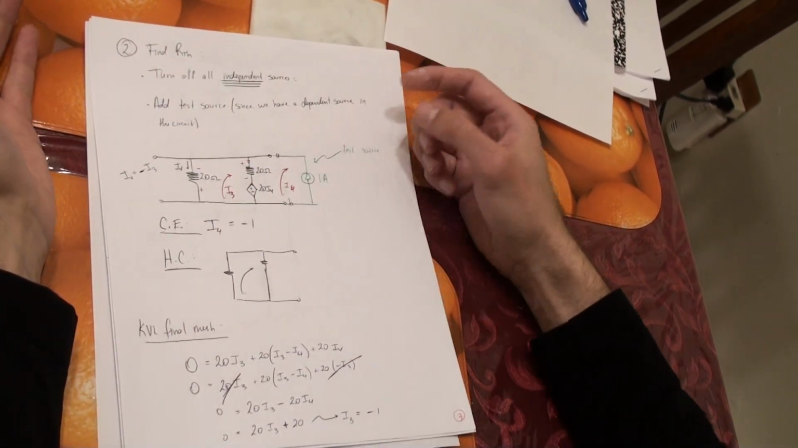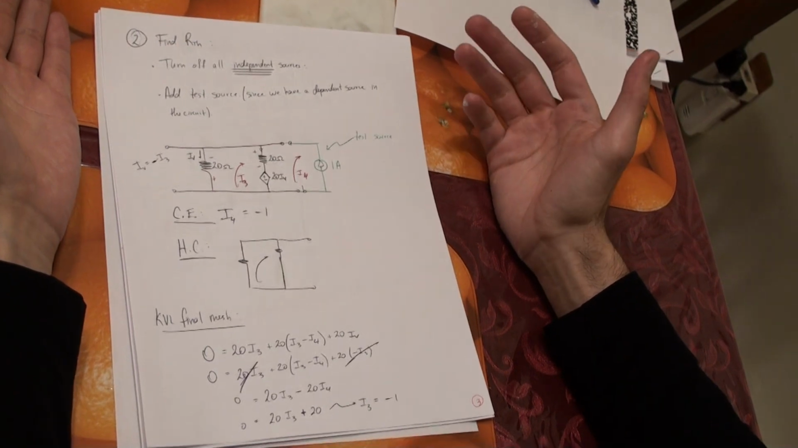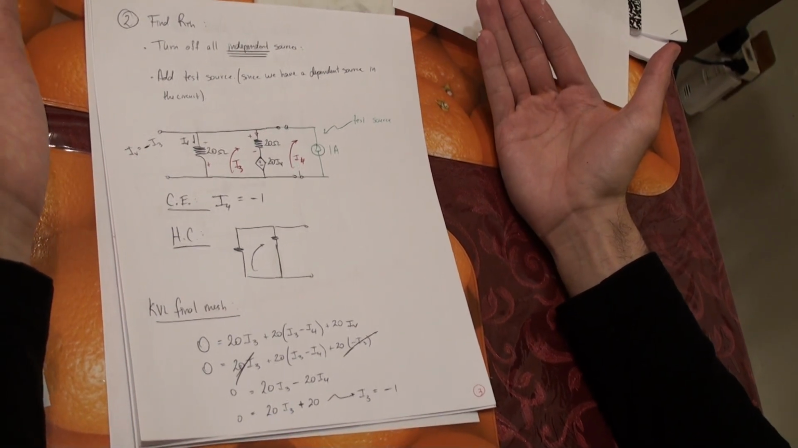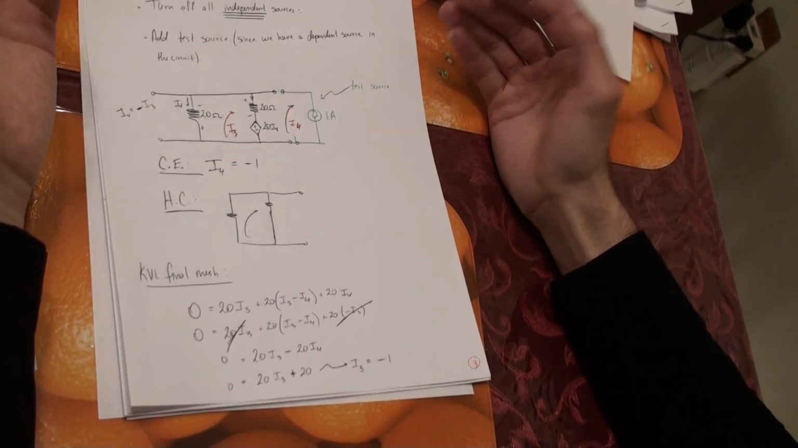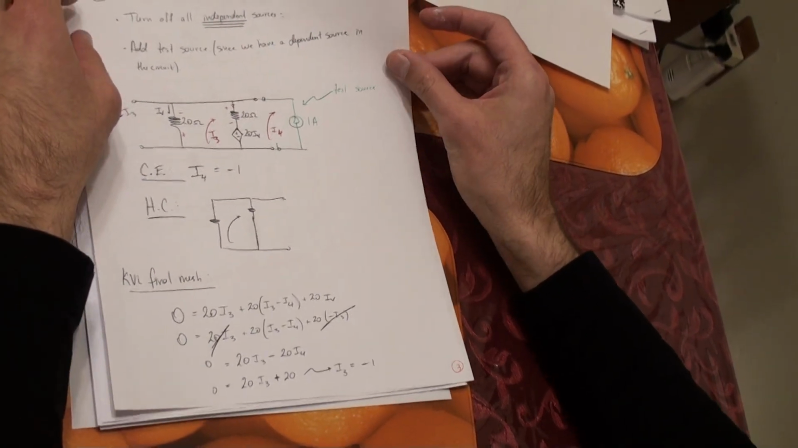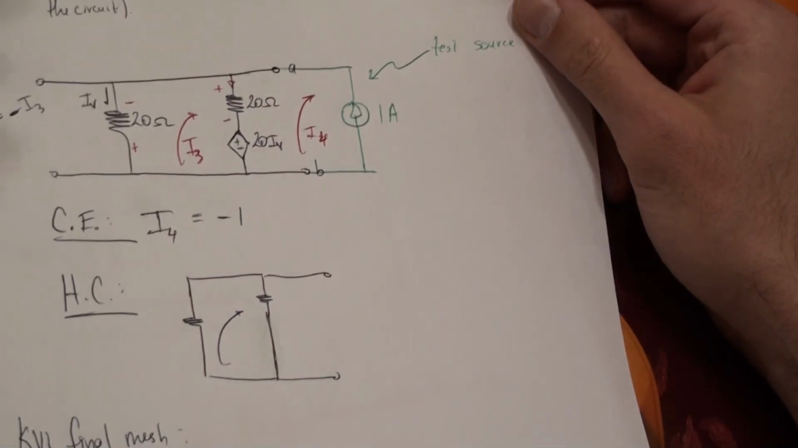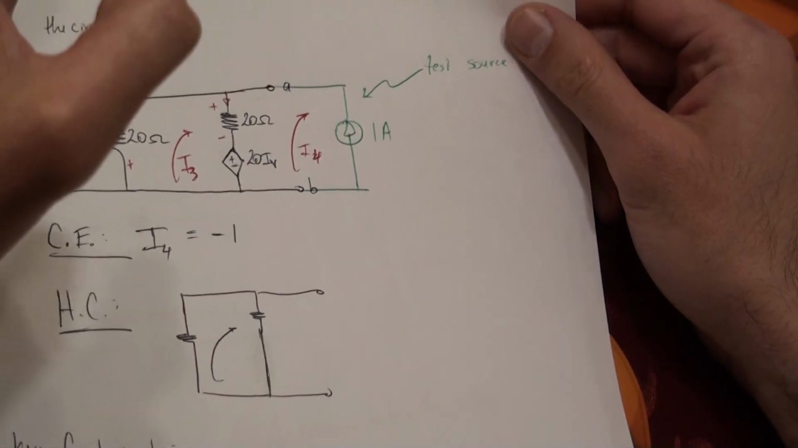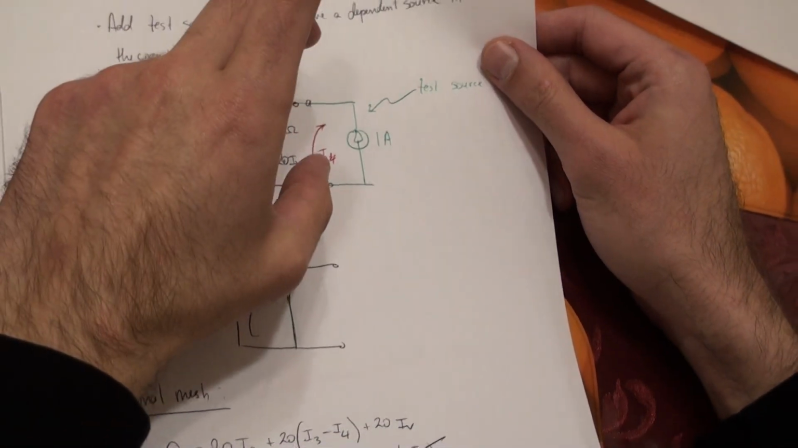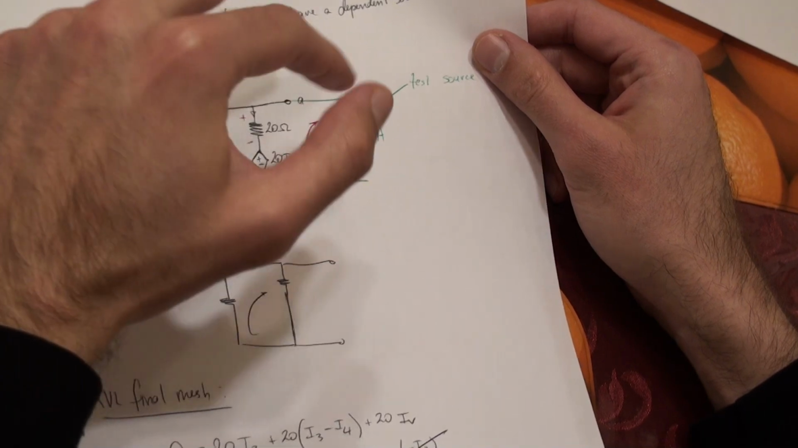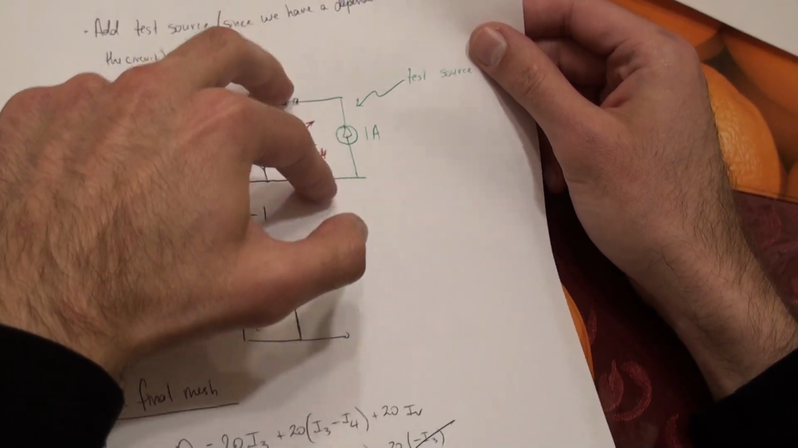Now the test source can be a current source or it could be a voltage source. It doesn't really matter, just pick the one that makes it easier for you to solve. Here I decided to use a test current source of 1 amp. Again I use mesh analysis. I have the current going into the terminals AB, and what I want to find is the voltage across AB.